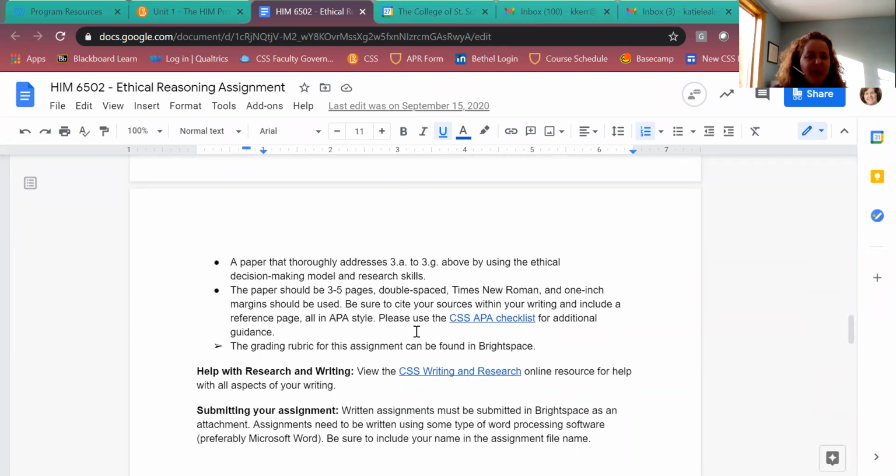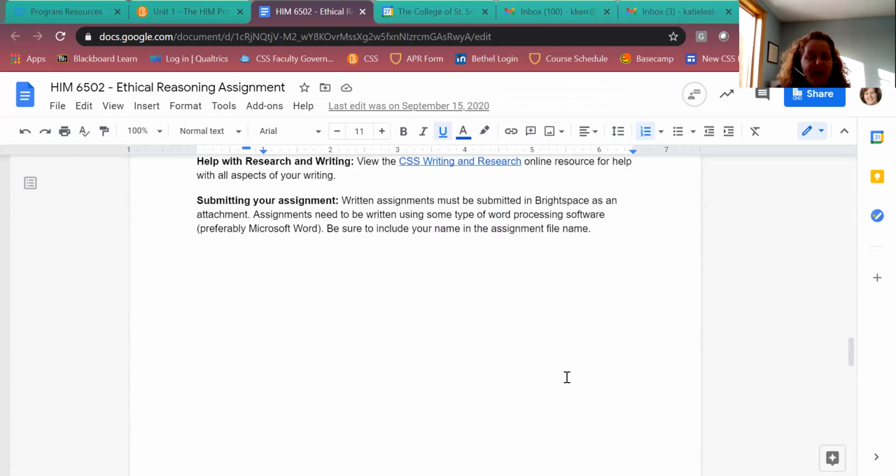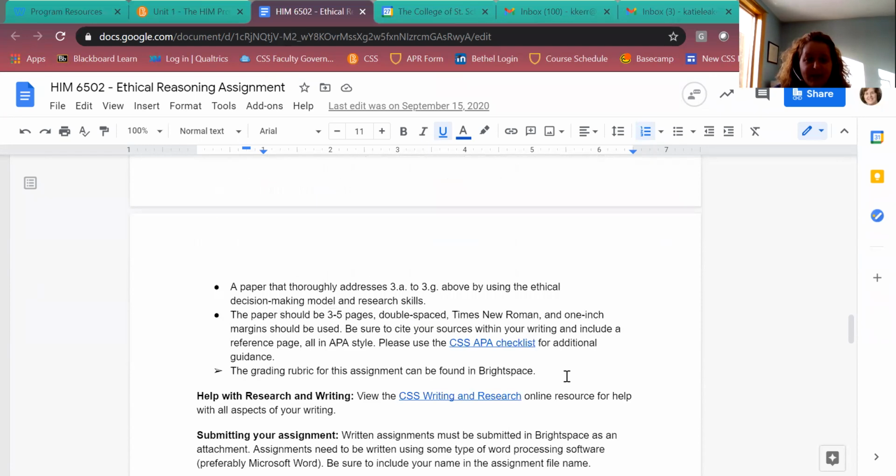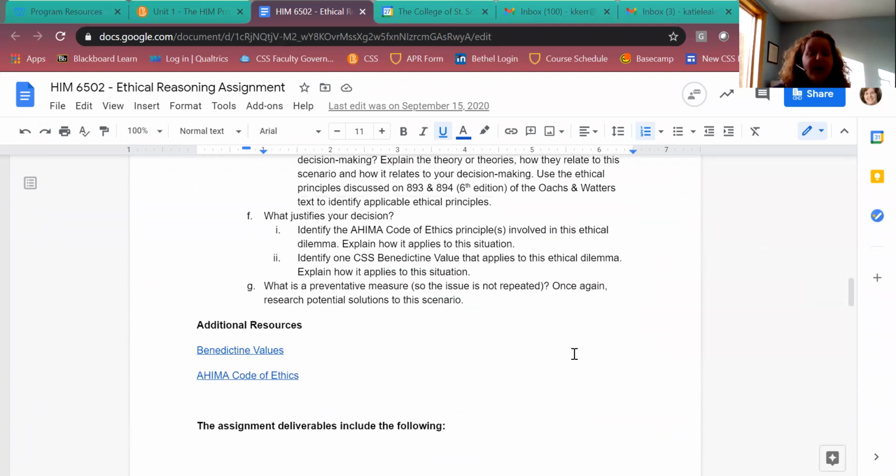So I'll be looking for a paper that addresses 3A to 3G above. You should have a paper that is 3 to 5 pages, double spaced, Times New Roman, 1-inch margins. Make sure that you're citing your sources within your writing and include a reference page. Of course, all in APA style. There is the CSS APA checklist here for you. I do have a grading rubric as well in Brightspace for this assignment. And yeah, that's about it. If you do need some help on APA citations for this, please let me know.